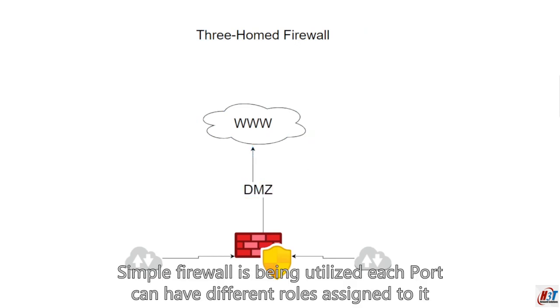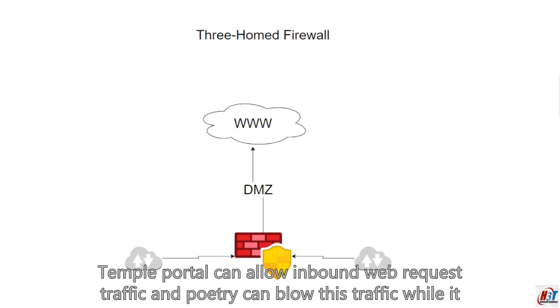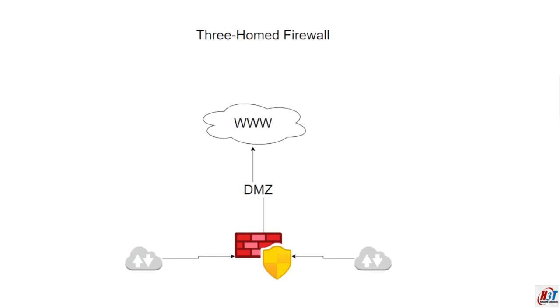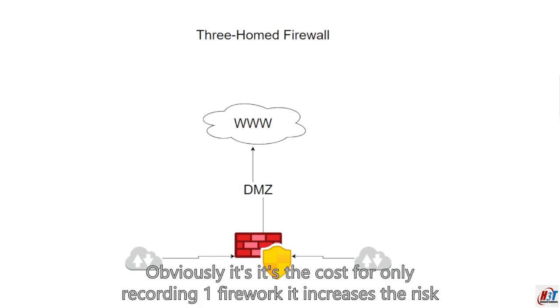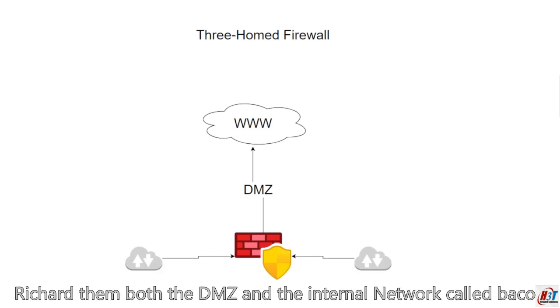Although a single firewall is being utilized, each port can have different rules assigned to it. For example, port 2 can allow inbound web request traffic, and port 3 can block this traffic. While it obviously saves the cost of only requiring one firewall, it increases the risk. If that one firewall is breached, then both the DMZ and the internal network could be compromised.